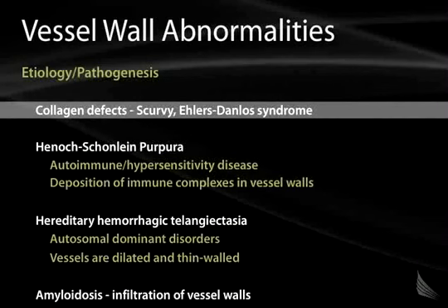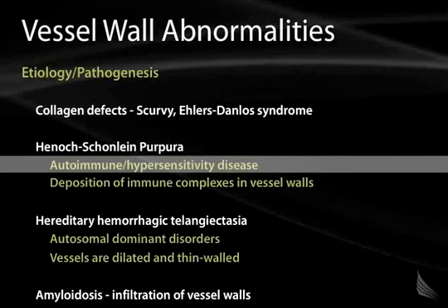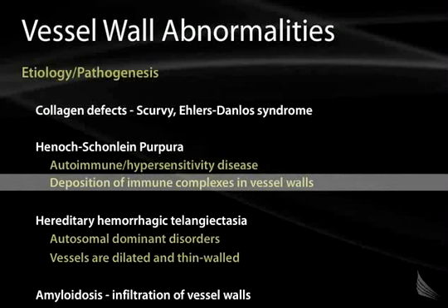The collagen defects that we can specifically talk about are scurvy, vitamin C, and its effects on the ability to form stable collagen, which can cause mucosal bleeding, specifically gingival bleeding, as well as bleeding from under the nails, as well as Ehlers-Danlos syndrome, which classically causes the hyperdistensibility and the elasticity of skin. Henoch-Schönlein purpura is an autoimmune/hypersensitivity disease that can cause immune complexes in the vessel wall, which can lead to disordered coagulation and bleeding, and can cause a purpuric, non-blanching rash, specifically in the lower extremities.